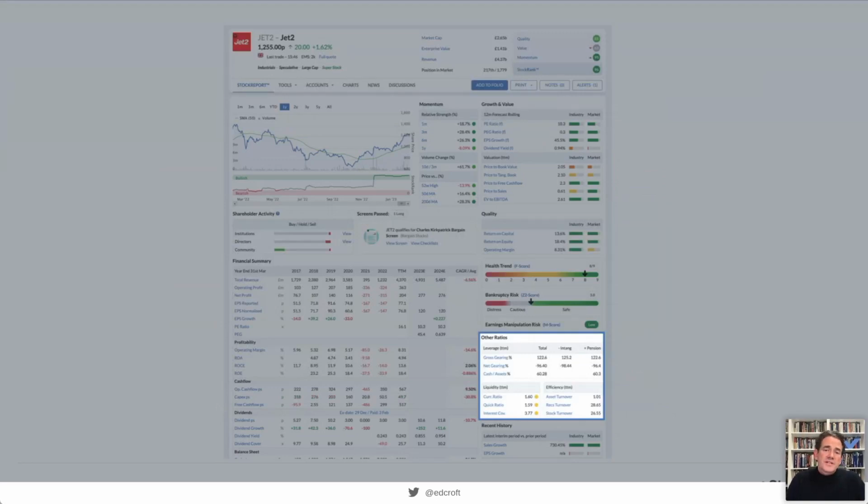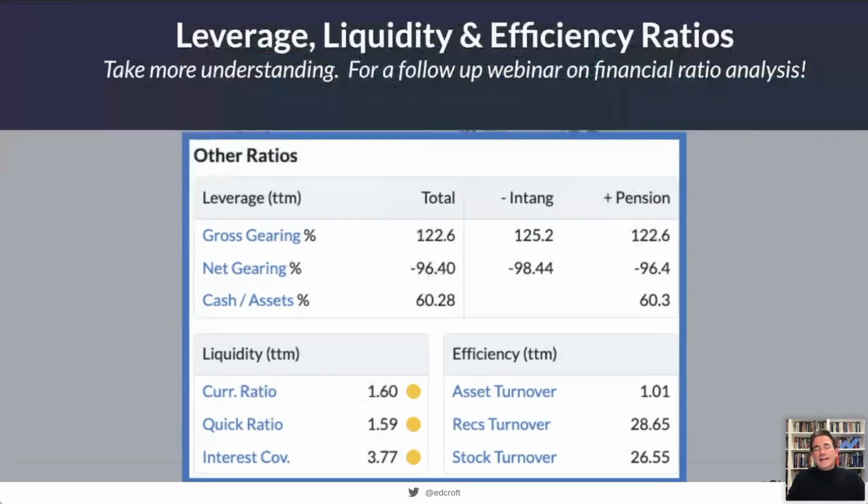I just want to flag also some of the other ratios very, very quickly. Again, maybe a follow-up webinar would be best, but I always like to look at the gearing of a company. That is the amount of debt versus the equity. And I've always liked to look for companies that have a lower than 50% gearing ratio, as otherwise, especially in higher interest rate environments where companies might need to refinance their debt, there can be issues.